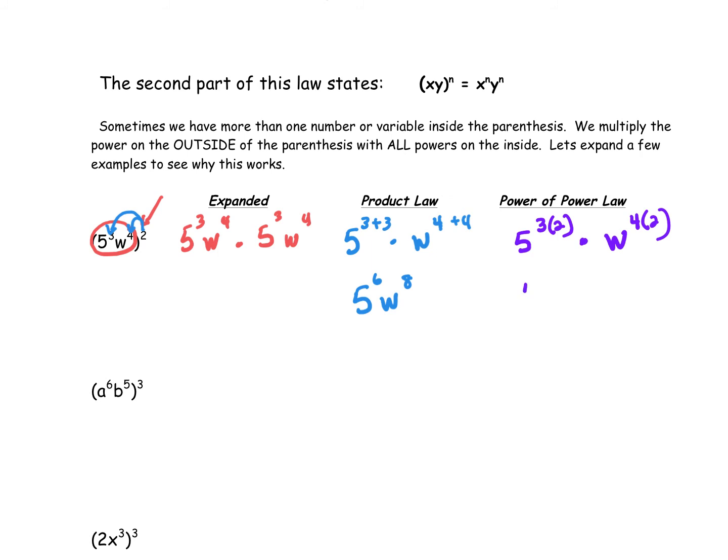So if I took 5 and multiplied 3 times 2, I would get 6. I'm going to use the base of w, and the power is 4 times 2. I'm going to get 8, and exactly the same answer. The power of power law is a little bit more efficient. So let's try another example.